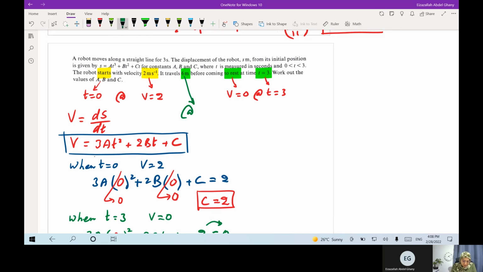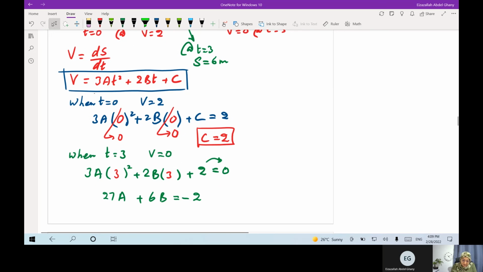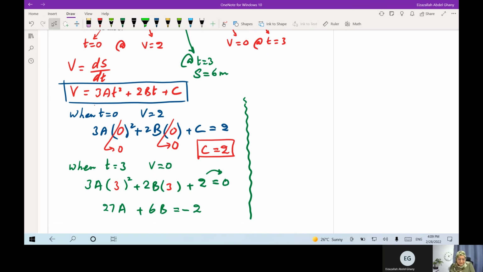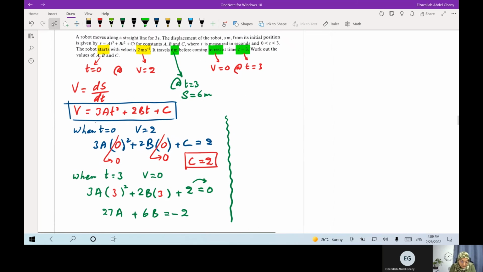At the end of the journey, the distance is 6 meters, and also you know the time. At t equals 3, s equals 6 meters. So this is another equation we use. As I told you, each word has a meaning, and we'll use it. But now we have to substitute in s. Where is s? It's at the beginning.